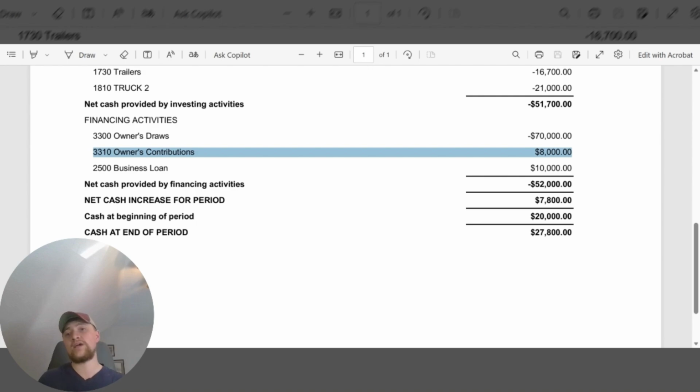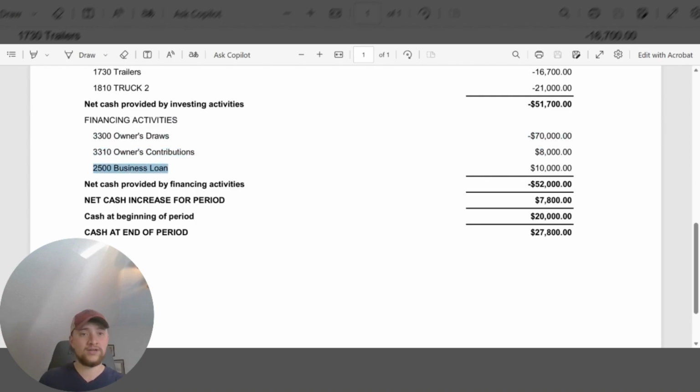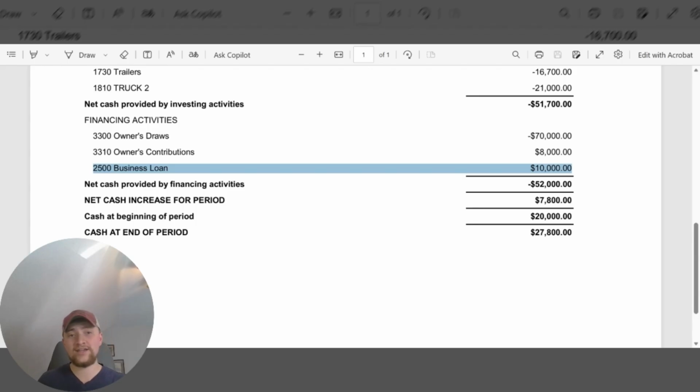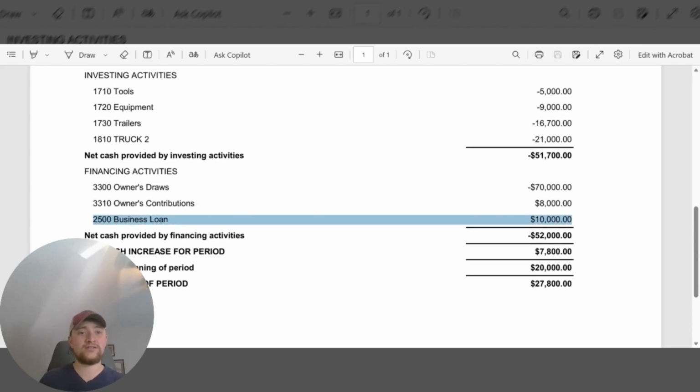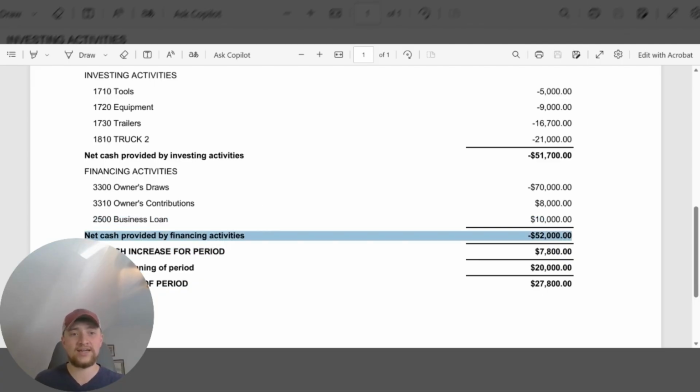And then let's say he took out a loan for $10,000. So he got the cash. Again, this is not income, it's not an expense. He got cash from a loan. And so we're adding that back into his bank account. So, all in all, provided by financing activities, he's actually out $52,000 of cash because he took $70,000 and only got $18,000 back into his bank account.